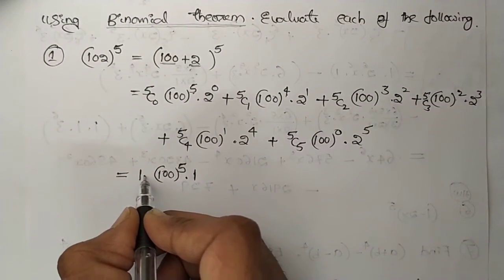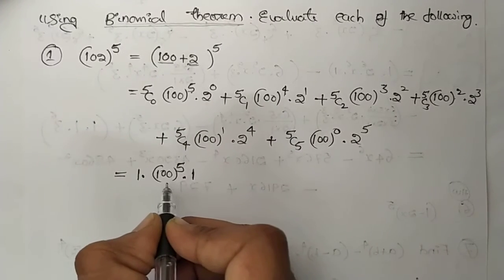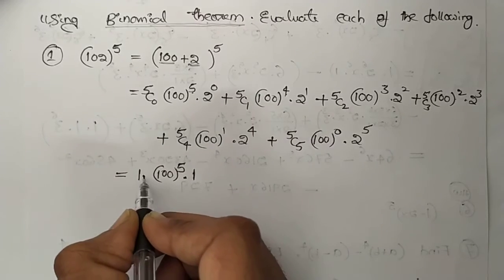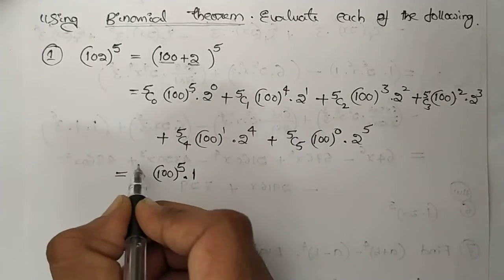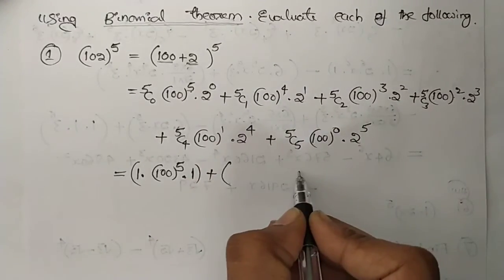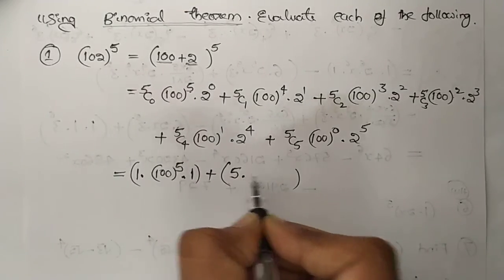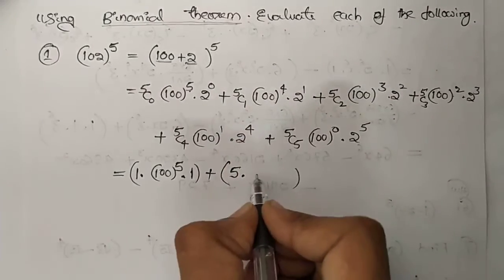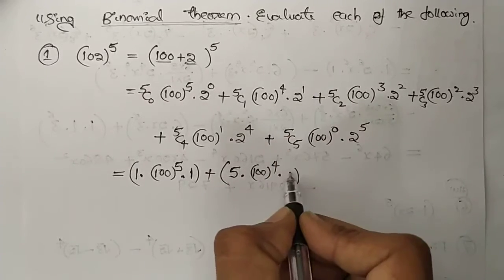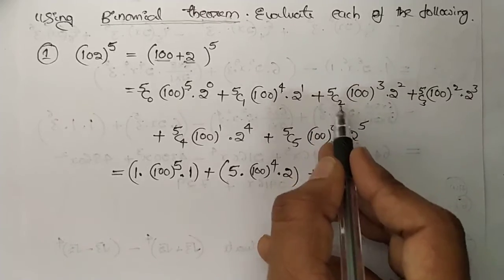Remember, this is a multiplication symbol, not a decimal. 1 into 100 whole power 5, so it is a multiplication symbol. Plus next, 5c1. What is the value of 5c1? 5c1 is 5 into 100 whole power 4 into 2, plus next 5c2.